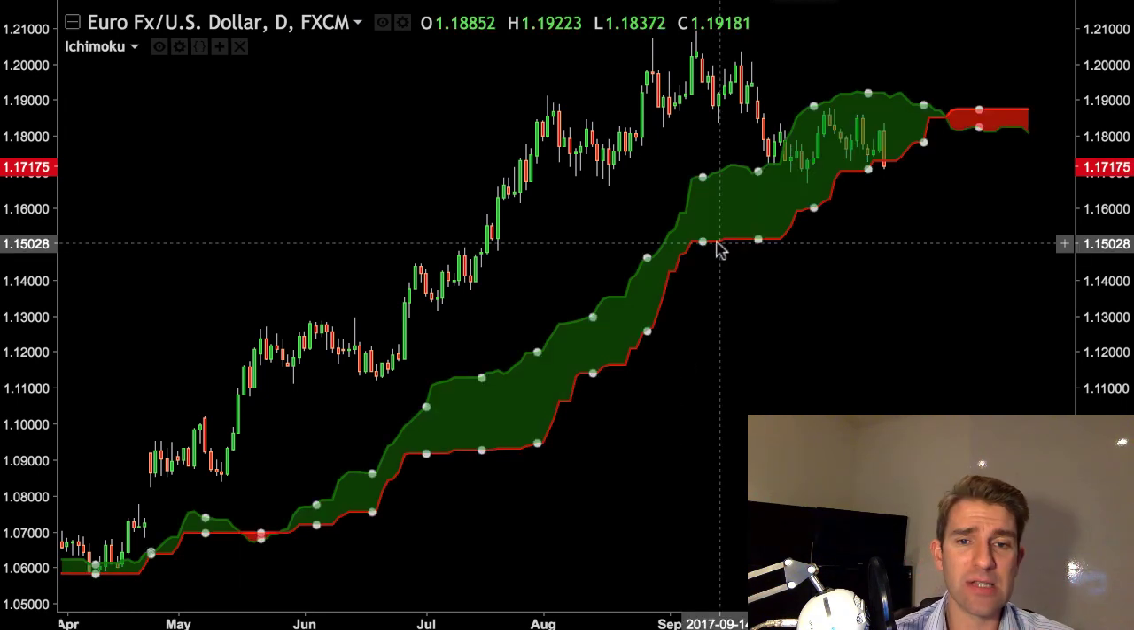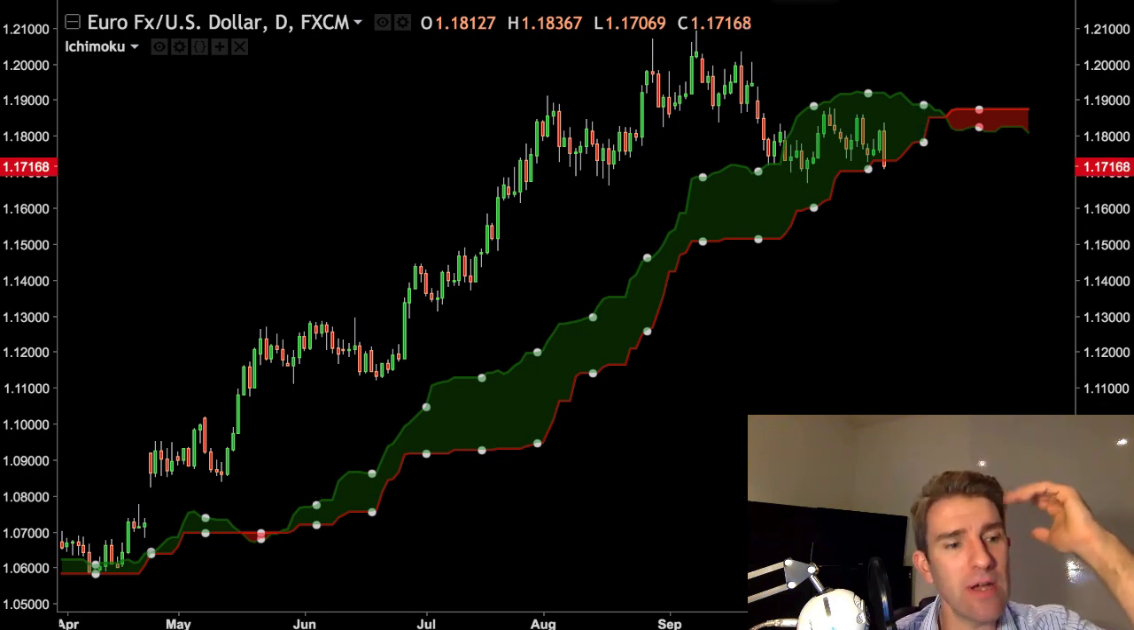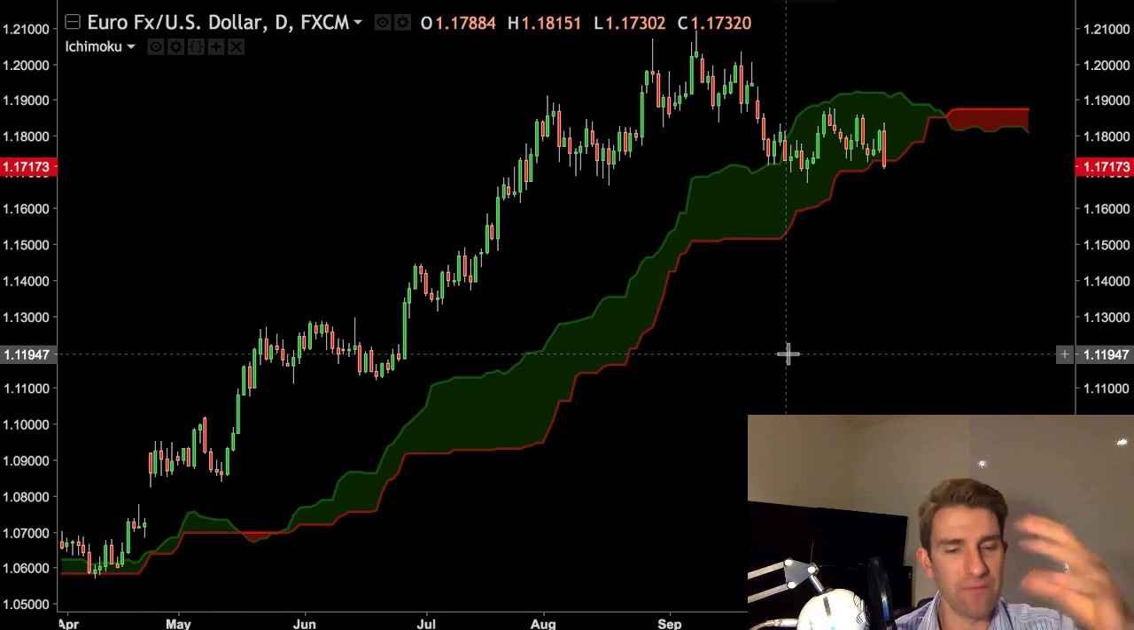And similarly with this lead 2 or lead B, however you want to call it, that is just a 52 period midpoint. So the high minus the low divided by 2, again pushed forward by 26 periods. So you can see that it forms this cloud.